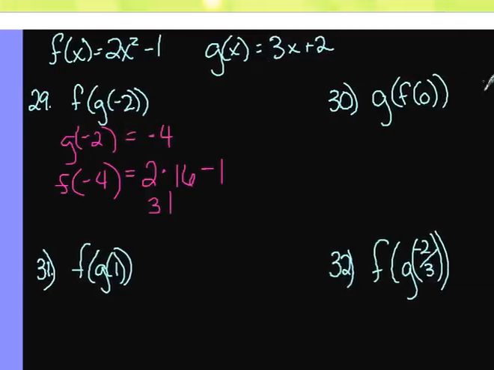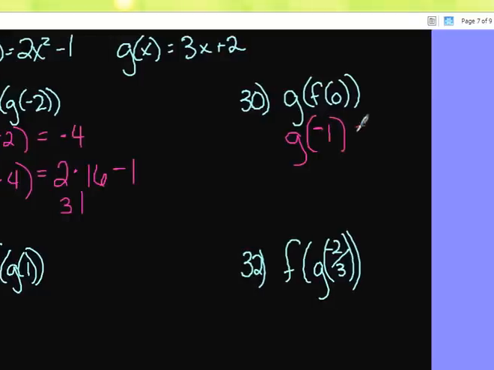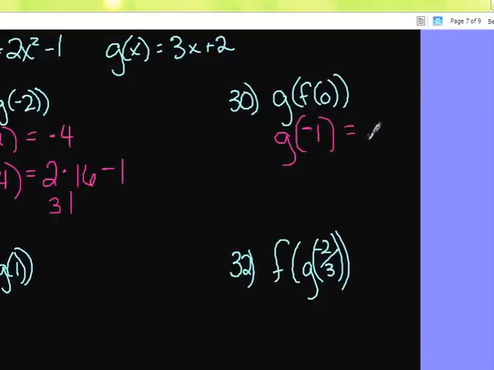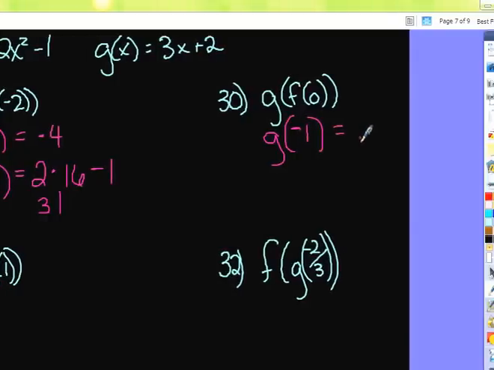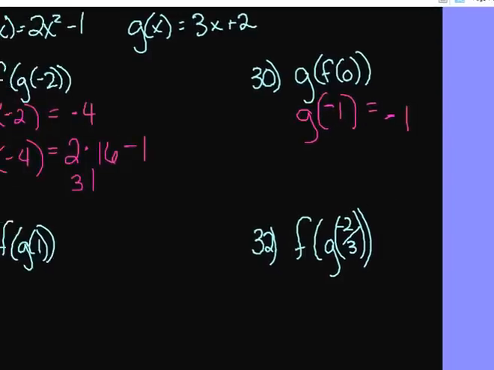Okay, number 30 is done the same way. You're going to go to the f function, plug in 0. When you plug in a 0, you get negative 1. And then what we're going to do is go to the g function and plug in the negative 1. And we also get negative 1. So both of those inputs and outputs were negative 1.